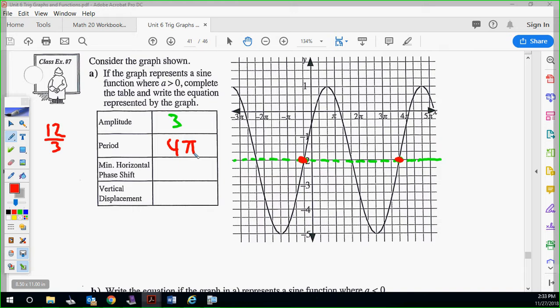Okay. What's our phase shift then? Our phase shift is left pi over 3, right? Just 1 square. And then we know that it moved down 2 for vertical displacement.